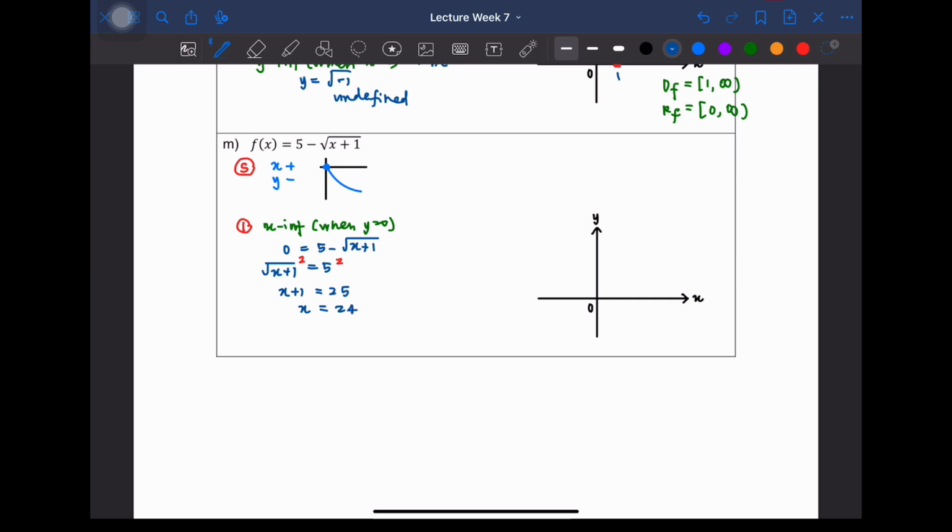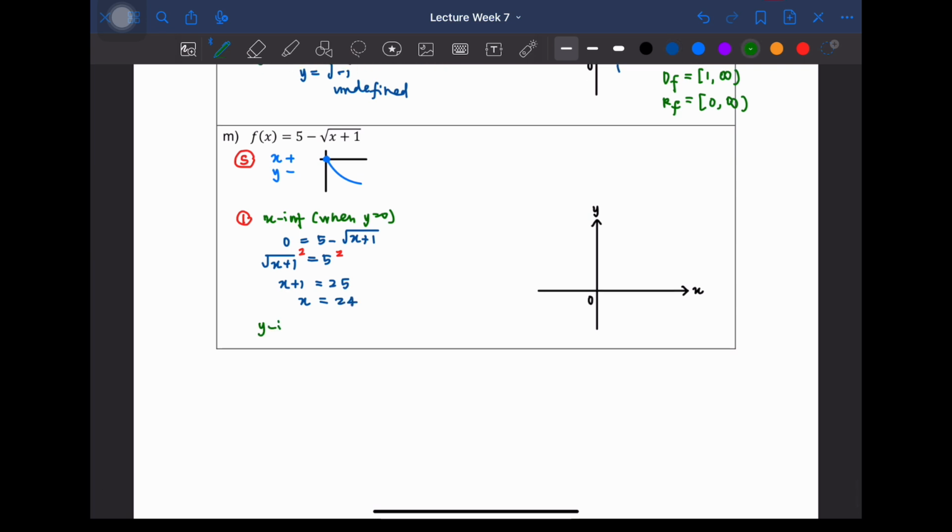Okay, and then for y-intercept. The y-intercept is when x is equal to 0. So we will get y is equal to 5 minus square root of 1. Okay, so 0 plus 1 is 1. So 5 minus square root of 1, you will have 4. Okay, so settle.